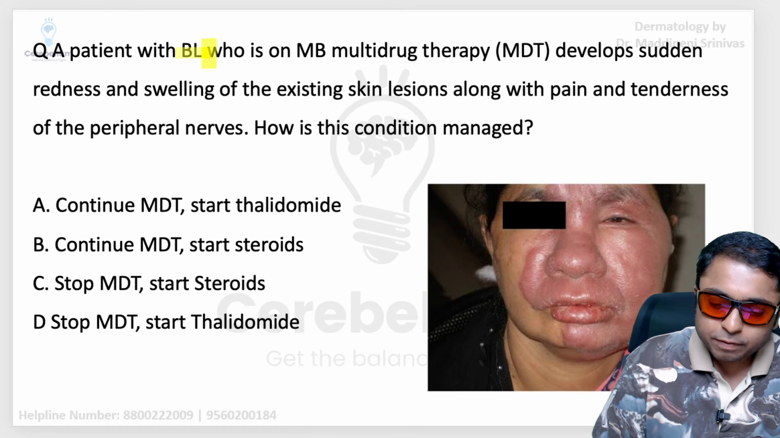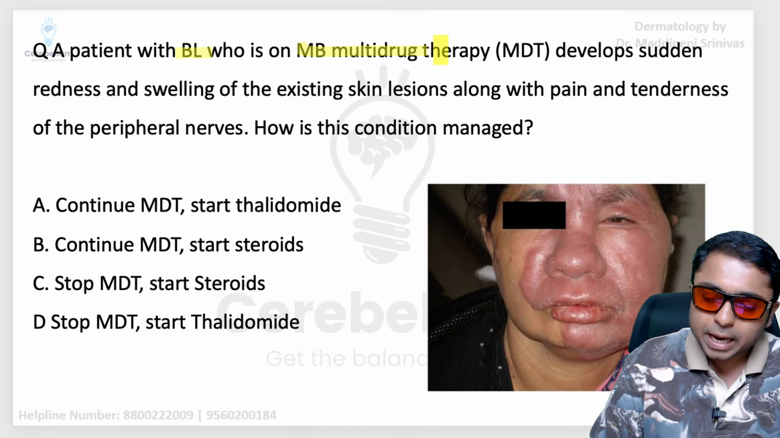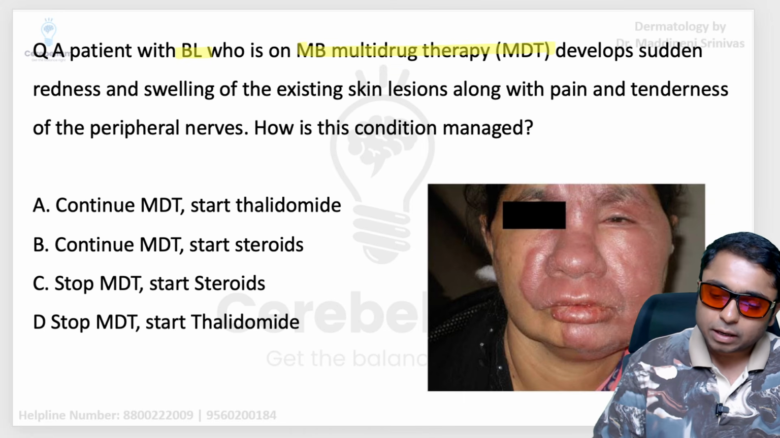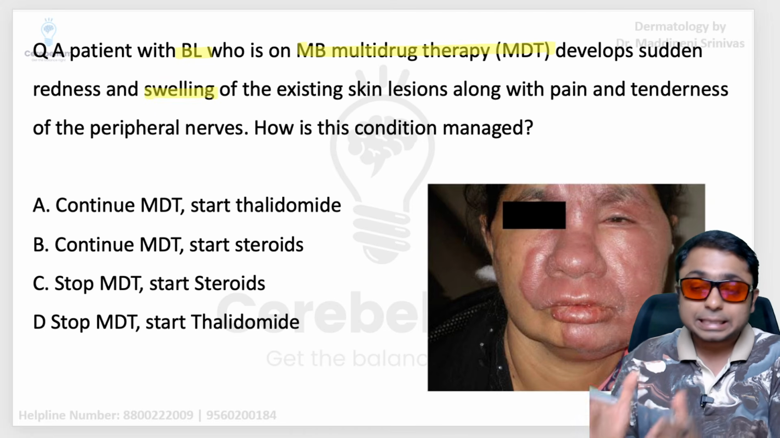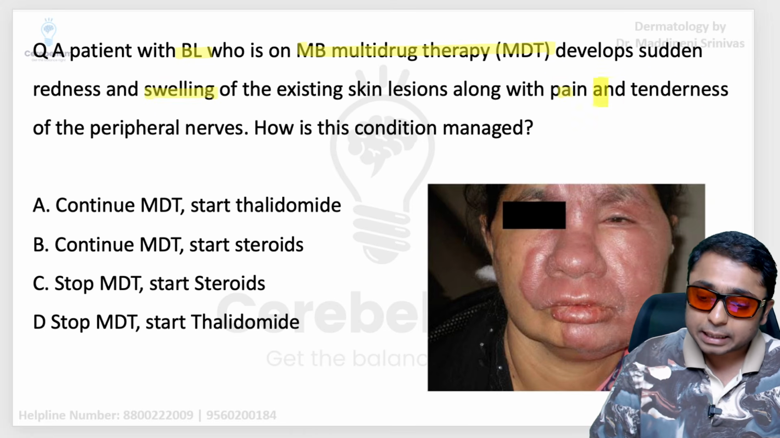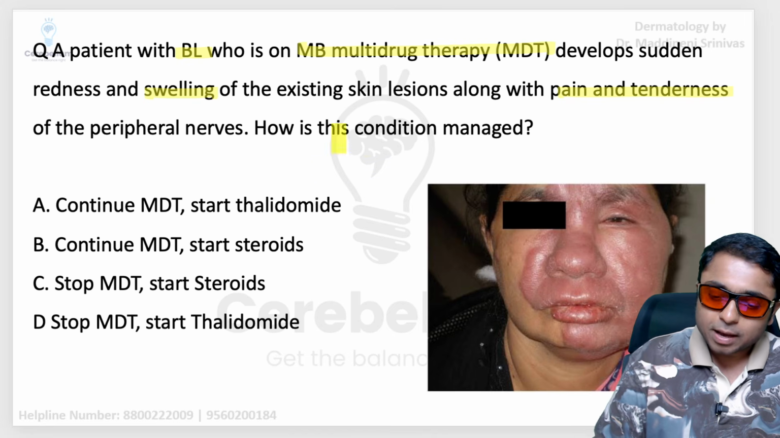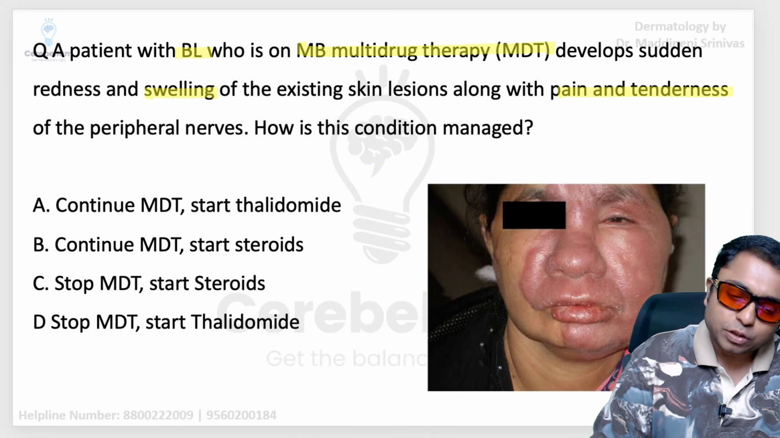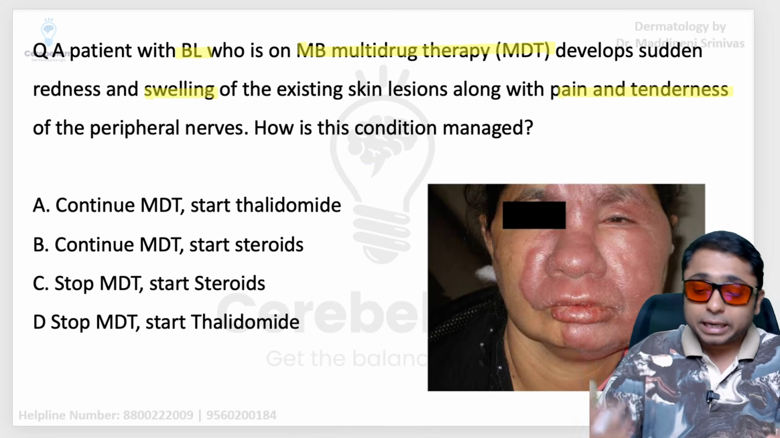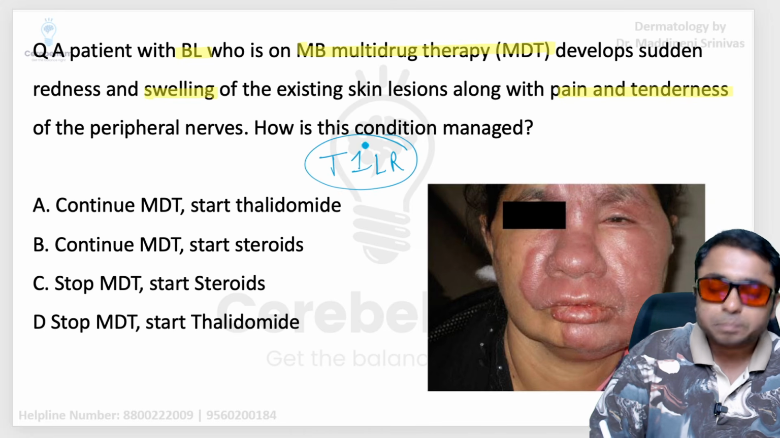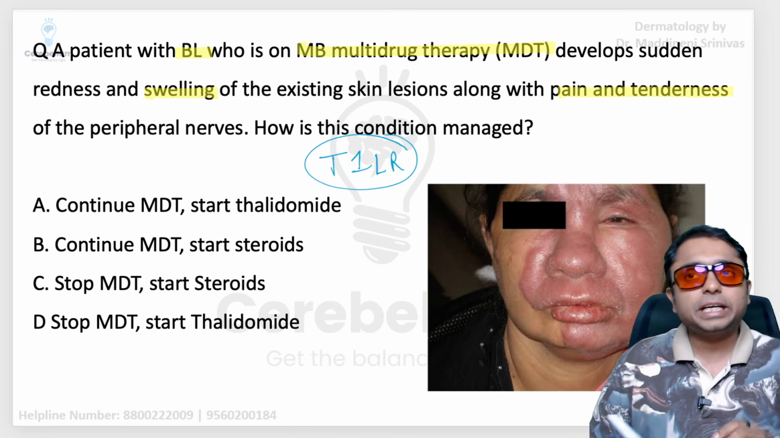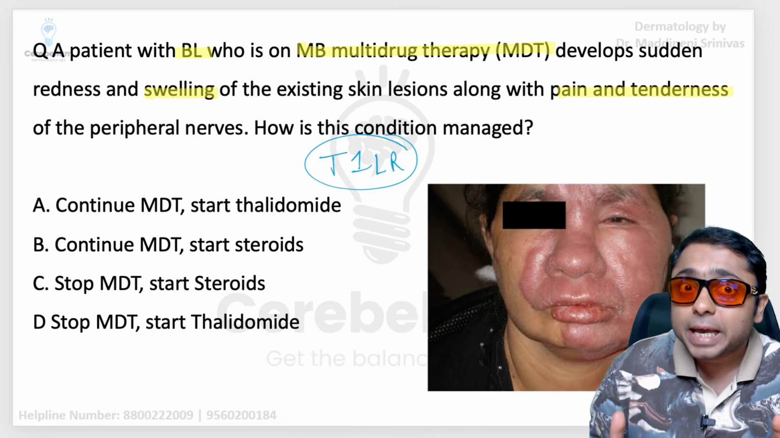A patient with borderline leprosy who is on MB MDT, multibacillary MDT therapy, is now developing sudden redness and swelling of the existing skin lesions along with pain and tenderness. There is inflammation. What is this condition? First of all, you should think of, we have already discussed this, very important, type 1 lepra reaction, where the pre-existing lesions become inflamed.